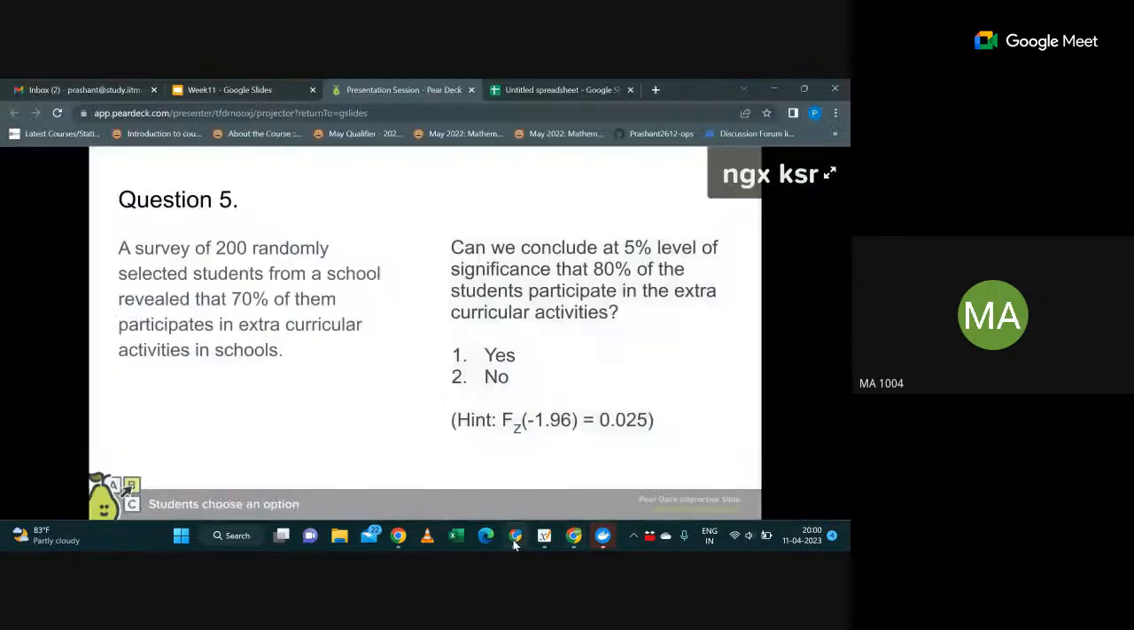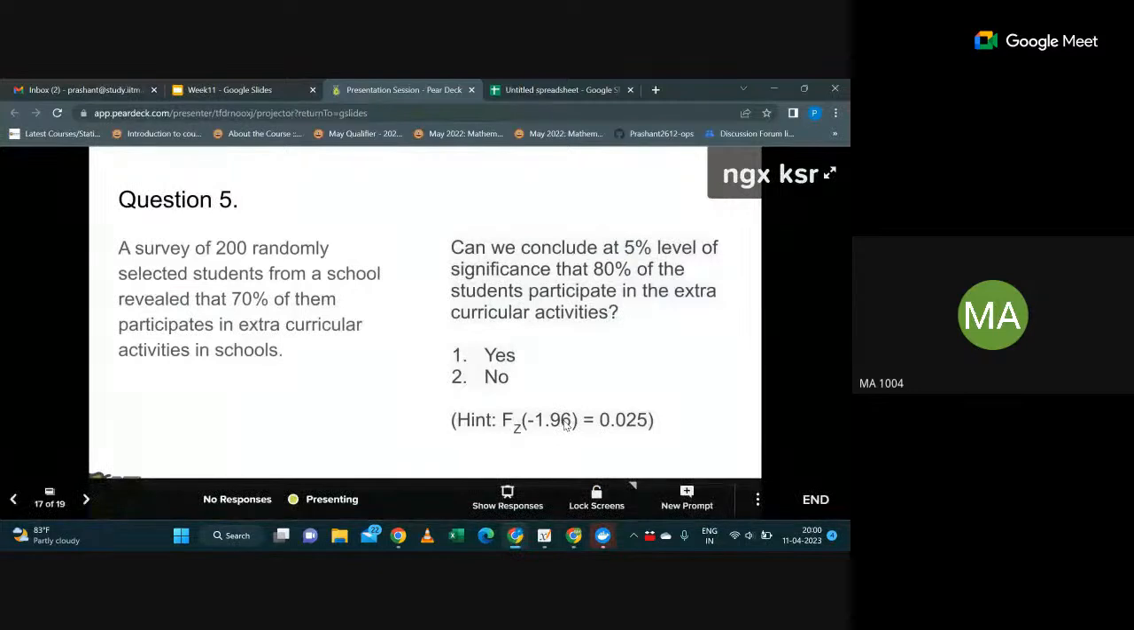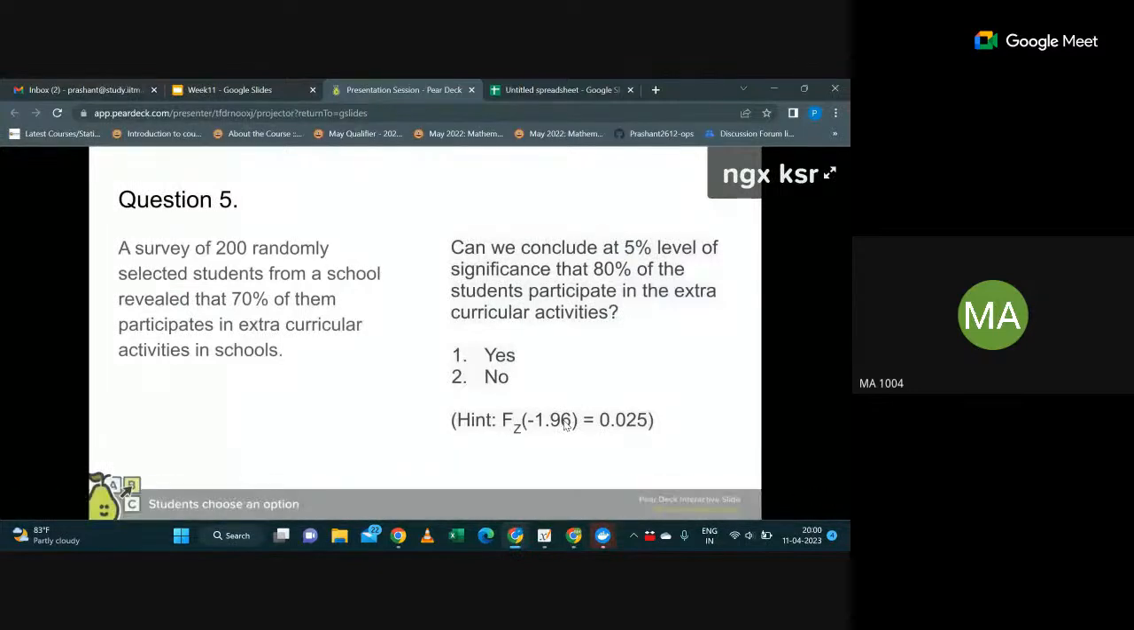Yes. Yeah. So let's move to the next question. This question is about a survey of 200 randomly selected students from a school, which revealed that 70% of them participate in extracurricular activities in school. So the question is, can we conclude at a 5% level of significance that 80% of the students participate in the extracurricular activity? Now tell me, what should be the null hypothesis and what should be the alternative? Null should be 80% participate in this. And alternative? Not equal to. Not equal to. Okay, great.